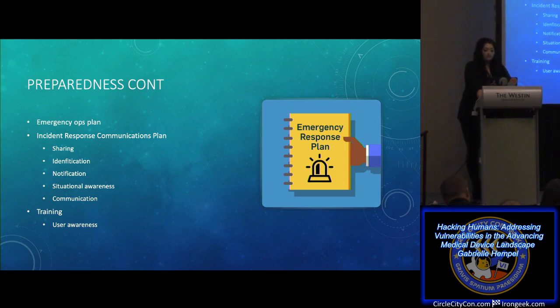Building upon this, communication is key during an incident. An incident response communications plan will help with all aspects of communication during the incident, especially with incident sharing, aka knowing how incident sensitivities can be shared, incident identification, incident notification or how outreach is initiated, situational awareness, and communication templates to streamline the process. Finally, user awareness training is important in preparedness for a security incident, especially in terms of classification and identification.